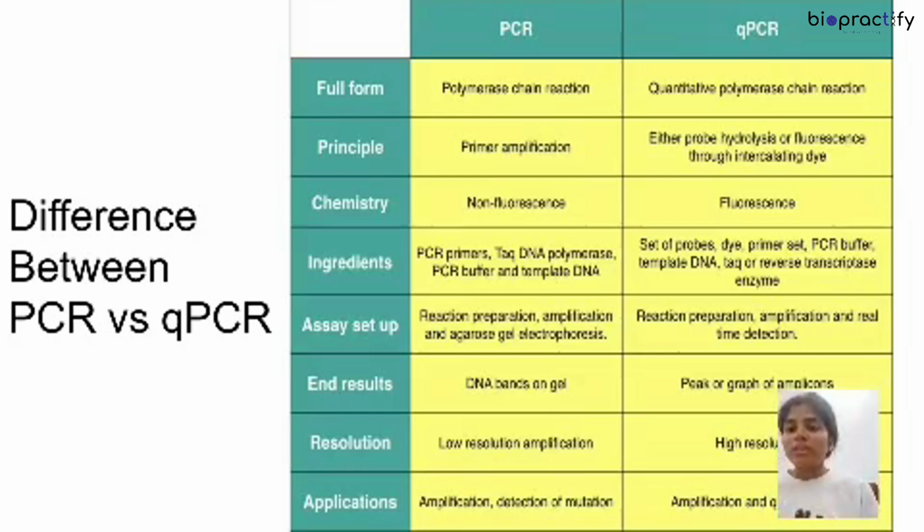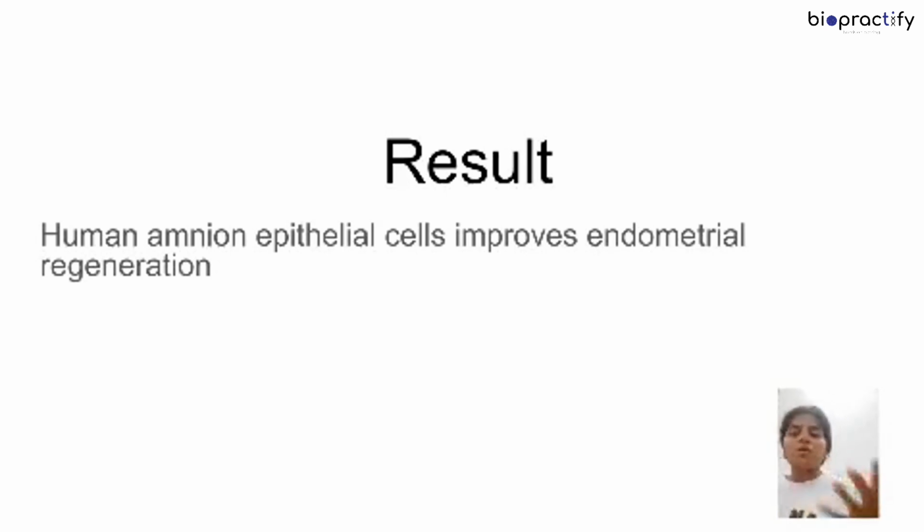For qPCR, assay setup is reaction preparation, amplification, and real-time detection. We get real-time detection; that is why we are using fluorescence. Okay, so for end results, how do we get to know the result? In PCR, through bands, DNA gel agarose bands. But in qPCR, we get peaks on a graph of amplicons. Resolution: of course qPCR has high resolution because we are using fluorescence. Applications: for qPCR, amplification and quantification is the main application, but for PCR, amplification and detection of mutation. Through PCR, we get to know about the mutation.